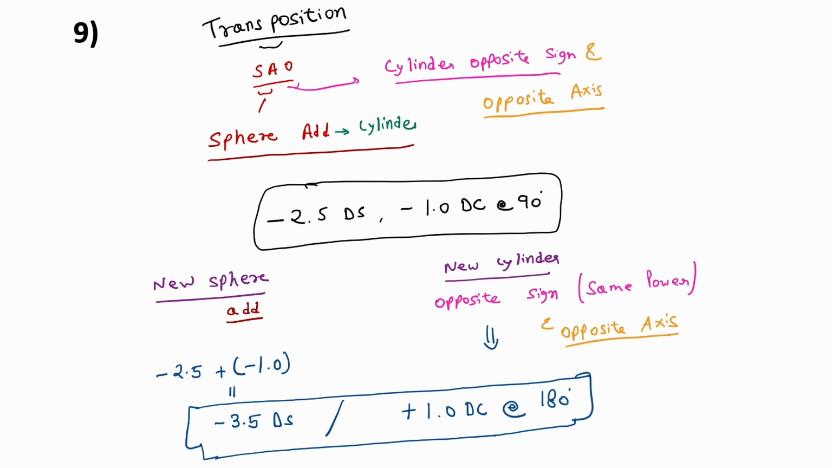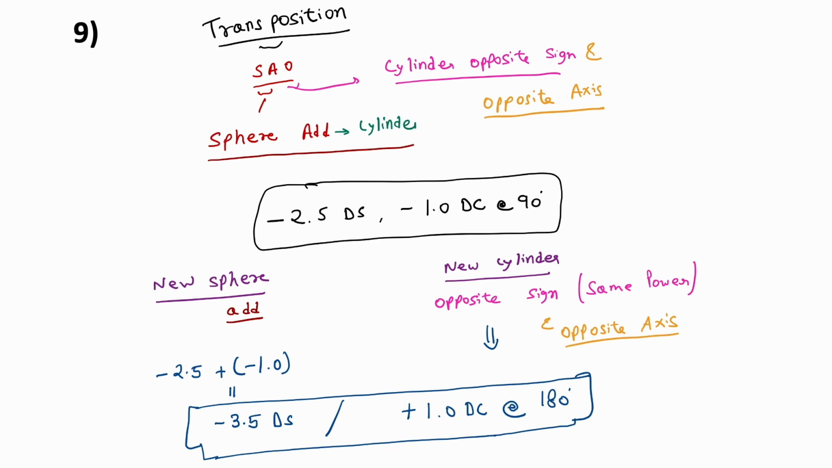Like in this example, it is minus 2.5 diopter sphere, minus 1 diopter cylinder at 90 degrees. So what is our first rule? It says that we need to add the cylinder to the sphere. So if we add minus 2.5 plus the cylinder value of minus 1, our total value is minus 3.5. This is the new spherical value. The new cylindrical is what we have, minus 1. We just need to change the sign, so it comes to be plus 1.